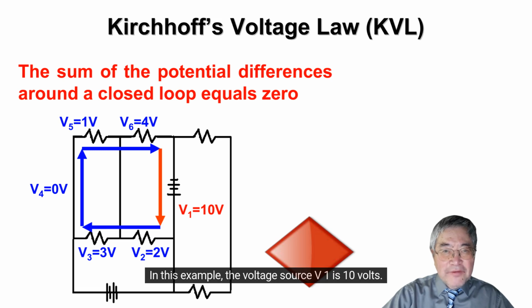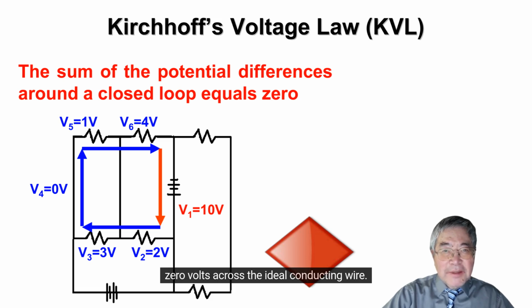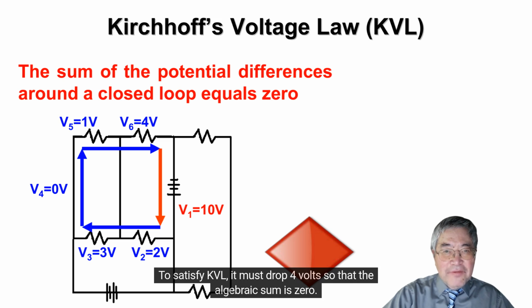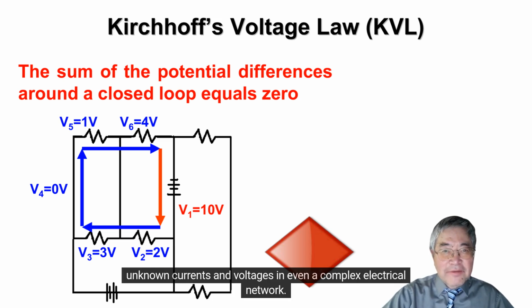In this example, the voltage source V1 is 10 volts. As we move around the loop, we see drops of 2 volts, 3 volts, and 1 volt across different resistors and 0 volts across the ideal conducting wire. That leaves one resistor with an unknown drop. To satisfy KVL, it must drop 4 volts so that the algebraic sum is 0. When we combine KVL with Kirchhoff's current law, we can write enough equations to solve for all the unknown currents and voltages in even a complex electrical network.